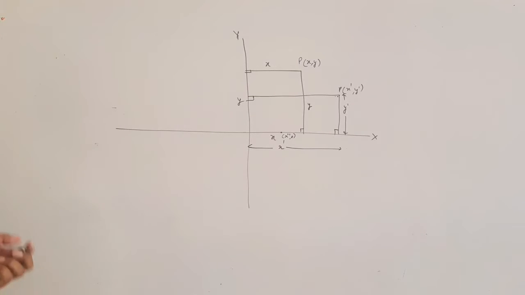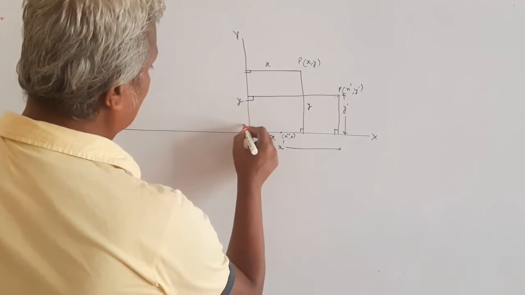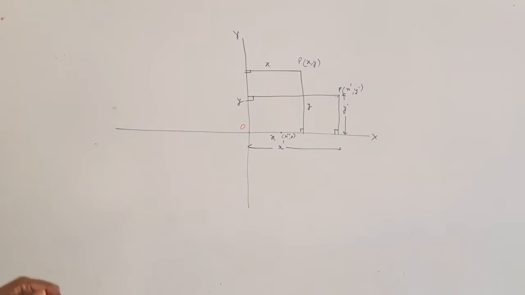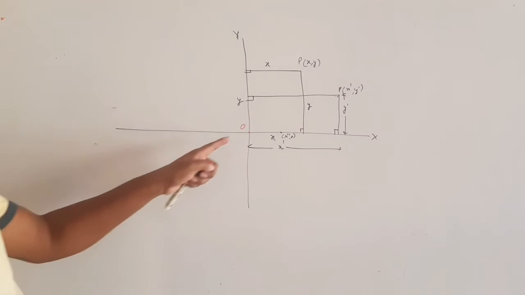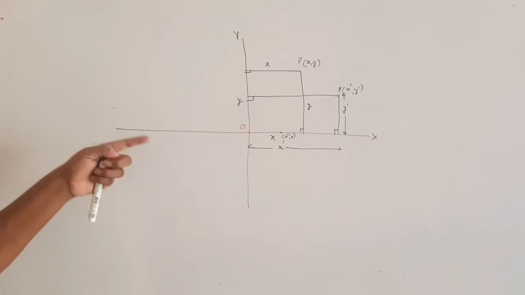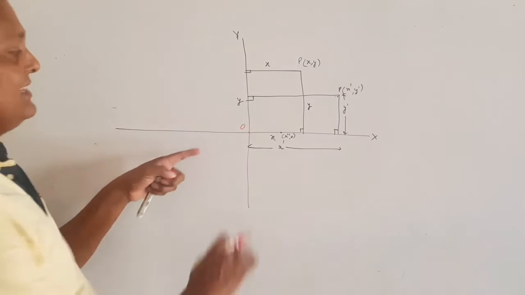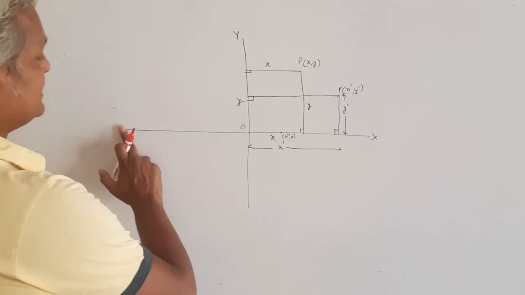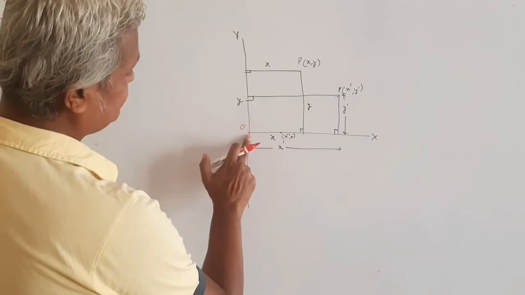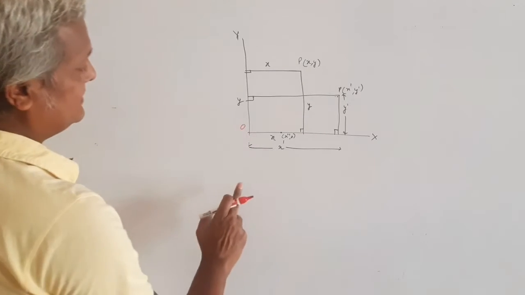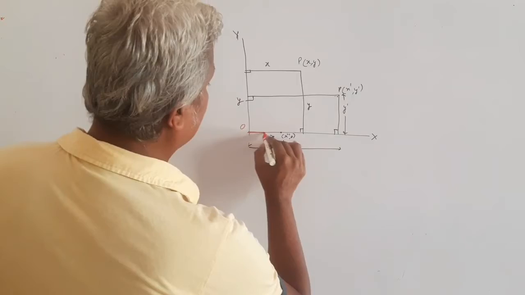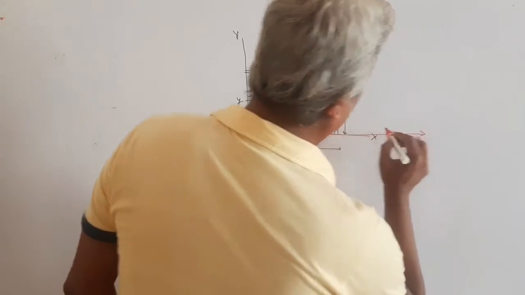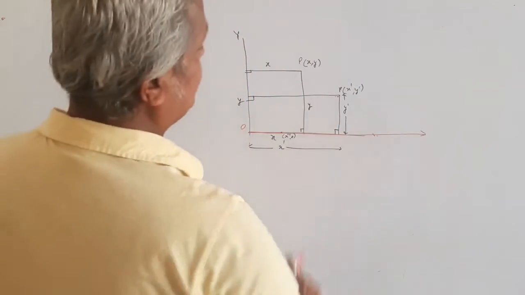Now, in terms of the polar coordinate system, what do we do? We have a fixed point, called the origin. In the polar coordinate system, we'll call this the pole or origin. We'll better call it the pole. And there is one axis which we call the polar axis, like this. This is my polar axis.